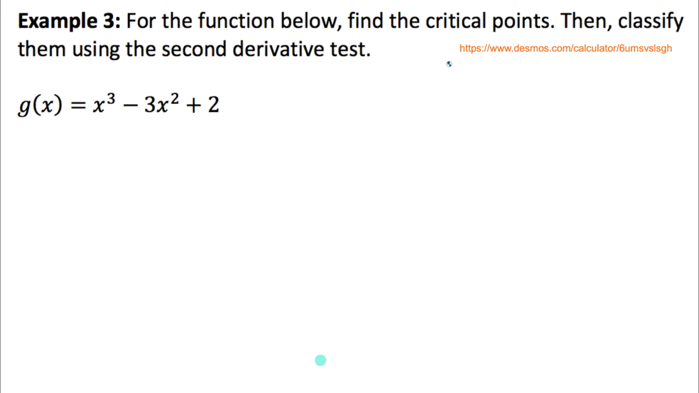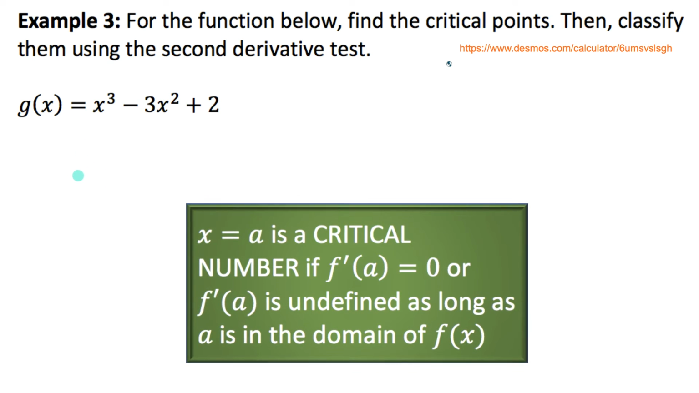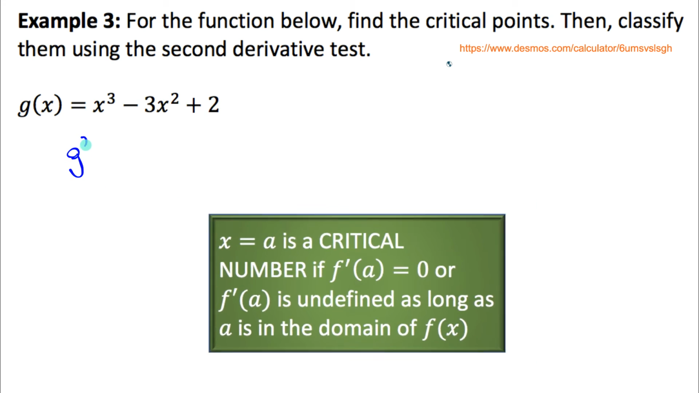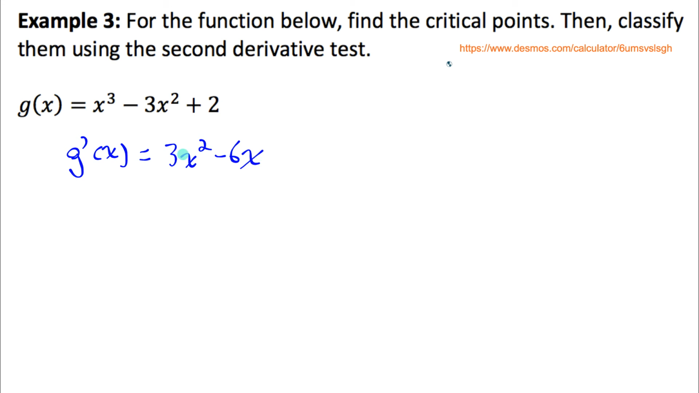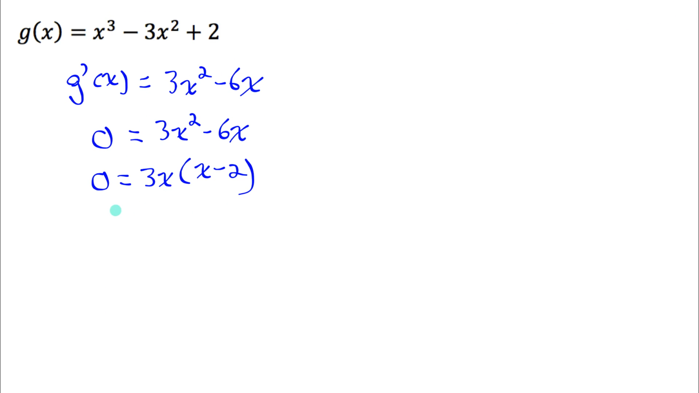It says, for the function below, find the critical points, then classify them using the second derivative test. So if I want to find critical points, I have to start by finding critical numbers, which are numbers that make the first derivative either 0 or undefined. So let me find the first derivative. That's a quadratic. It can't be undefined, but it could be 0. Let me solve for the values that would make this be 0. I'll solve this by factoring, so I'll common factor a 3x from both terms. And now I'll set each factor to 0 and solve, and I'll get 2 answers for x. I'll get 0 and 2.